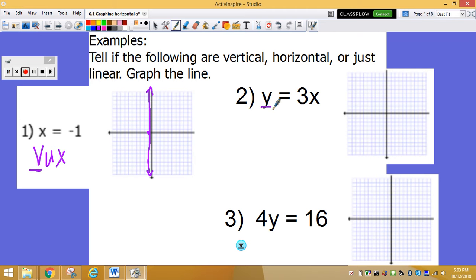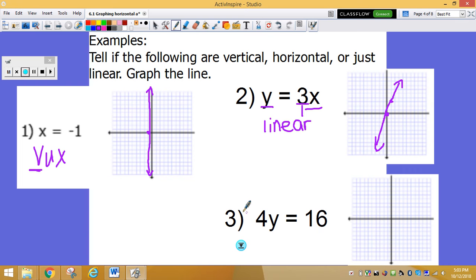Number 2 has a y and an x. If it has a y and an x, that means it's linear. And to graph this, we would start at 0, 0. Remember to turn your slope into a fraction, you put a 1 underneath it. So my slope is up 3 and over 1. So we'd put a point up 3 over 1 and draw a line through it.